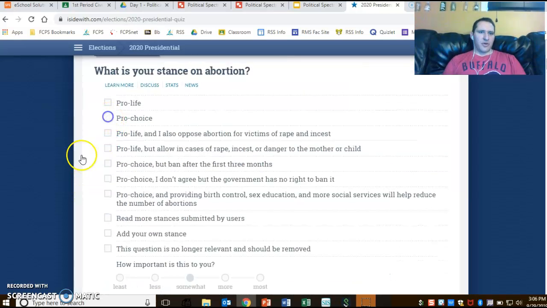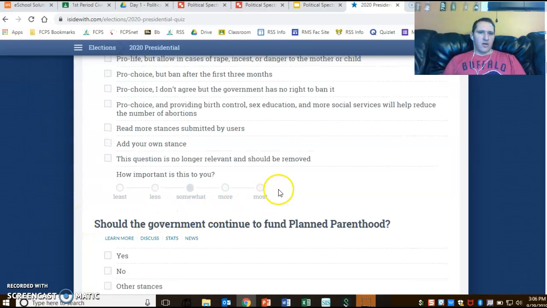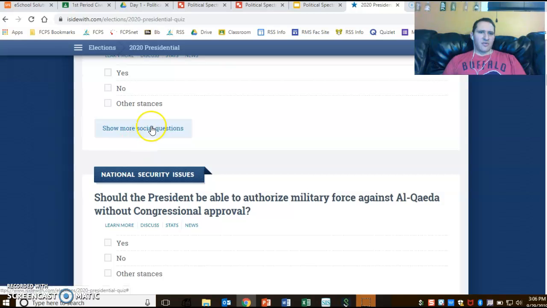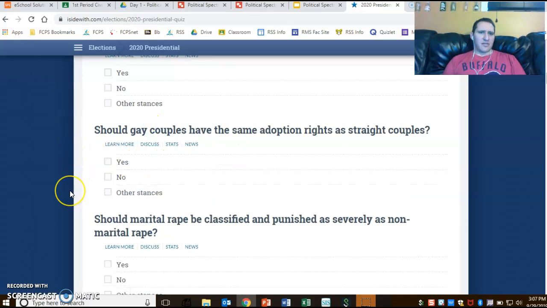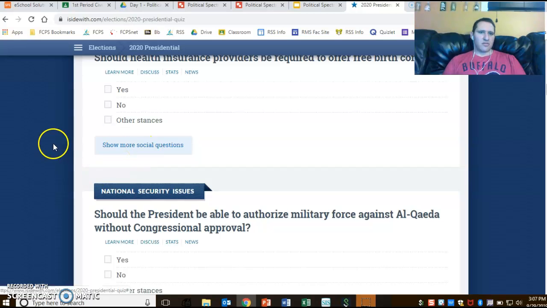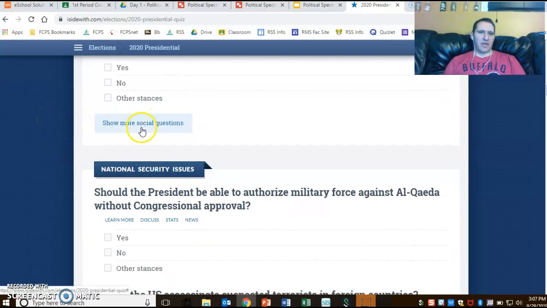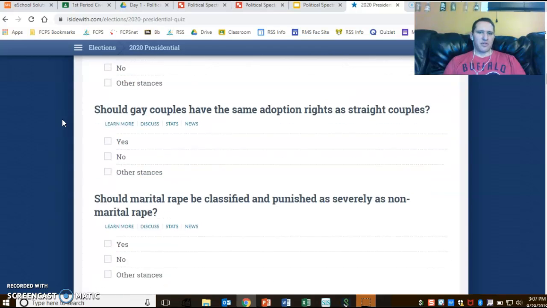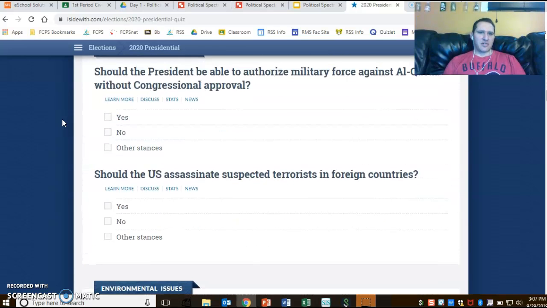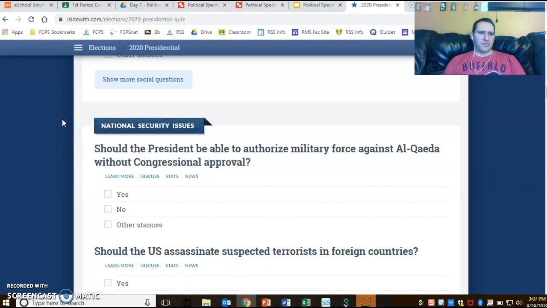So if you were to vote on pro-choice, what you could do is, how important is this issue to you? It's somewhat important, it's more important, it's less important. That's going to affect your results. So don't just leave them all at somewhat. Okay. Now when you get done with the question, it's going to ask you, should I answer more questions? Yes, answer more. Okay? You only have to hit that button once. You don't have to keep hitting this until there's no more. But hit it once, maybe there's a few more questions you might want to answer. Okay? Especially if it's an important issue to you.